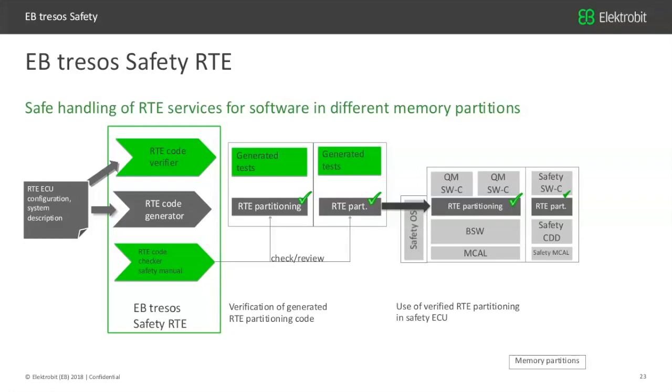And the second path is the RTE code checker and the safety manual, which actually is a tool to verify the generated code. And the safety manual, of course, also gives you certain requirements which need to be fulfilled, certain reviews need to be done to verify the generated RTE code, which then later runs in your software.